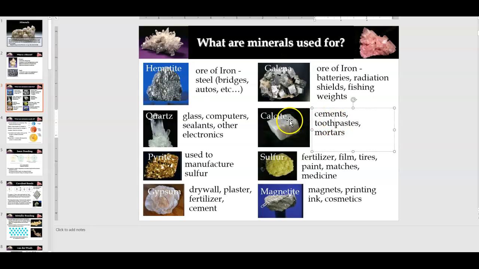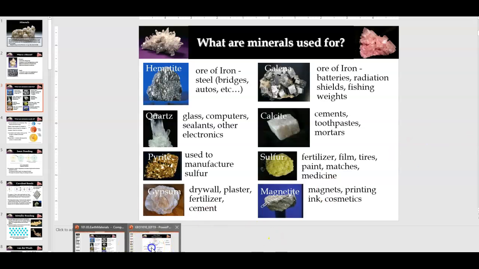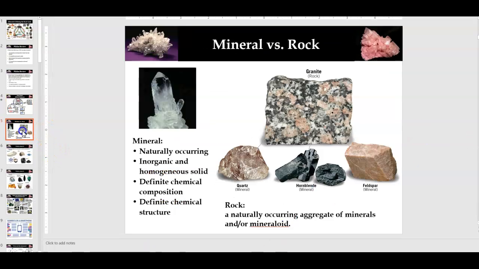Calcite is used in cements, toothpaste, and mortars. It's actually in your Cheerios as well. They crush it up and put it into your Cheerios for calcium. Fertilizer, film, so they're used for a lot of different things. So remember, the minerals make up the rock, but the mineral has these individual uses.